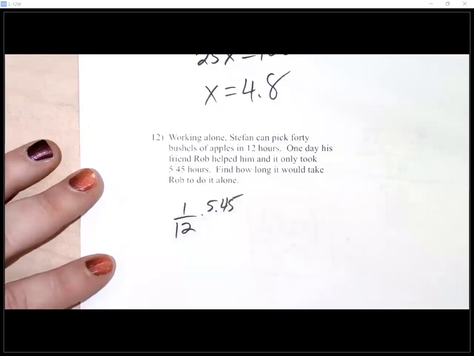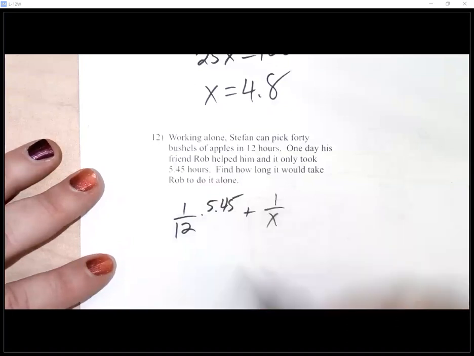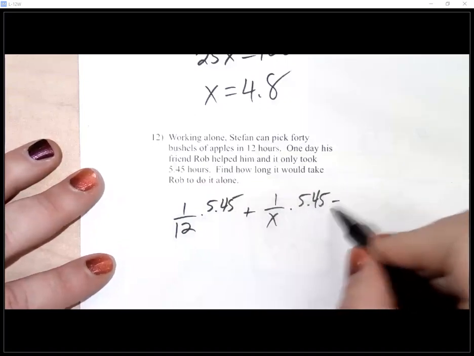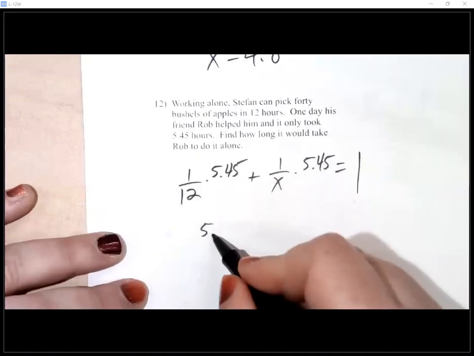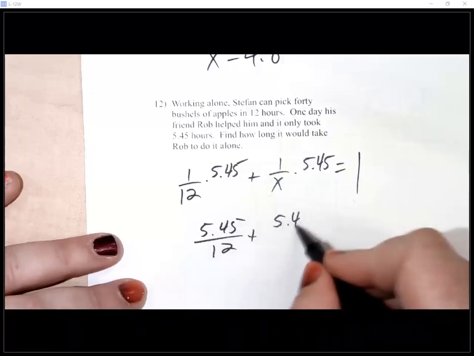Now I come over to Rob. I don't know how long it would take Rob to do it by himself. So I don't know what portion of the job he's going to do every hour. But I know he works for 5.45 hours. Together, they still complete one whole job. So if you write this fraction nice and neat, 5.45 over 12 plus 5.45 over x equals 1.